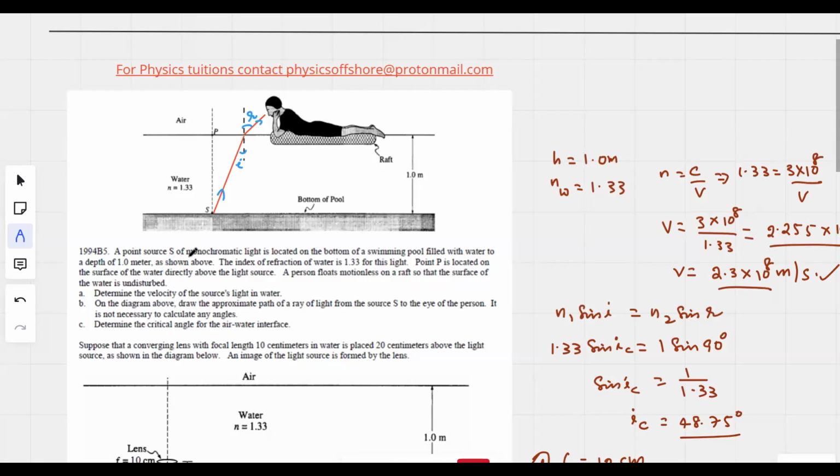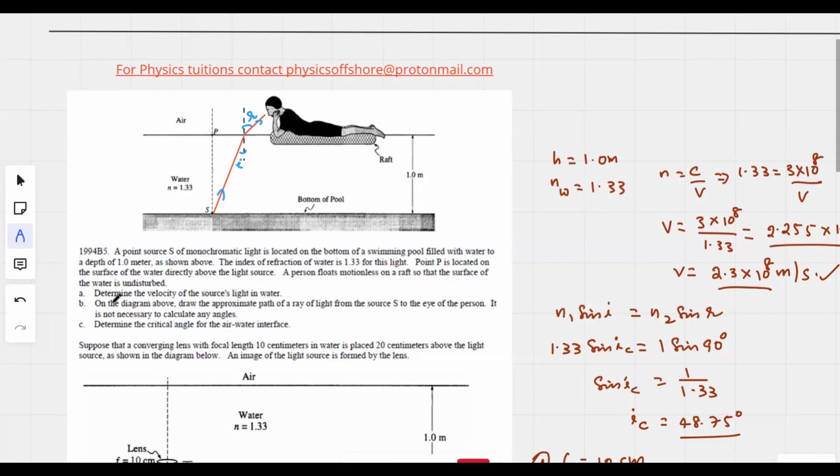A point source S of monochromatic light is located on the bottom of a swimming pool filled with water to a depth of 1 meter as shown above. The index of refraction of water is 1.33 for this light. Point P is located on the surface of the water directly above the light source. A person floats motionless on a raft so that the surface of the water is undisturbed.